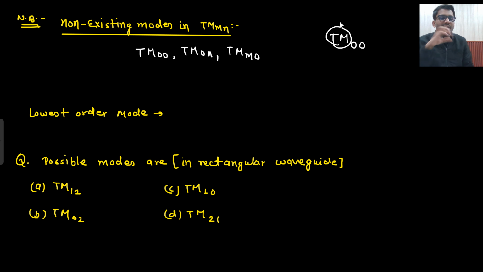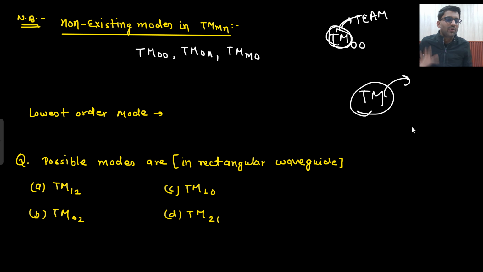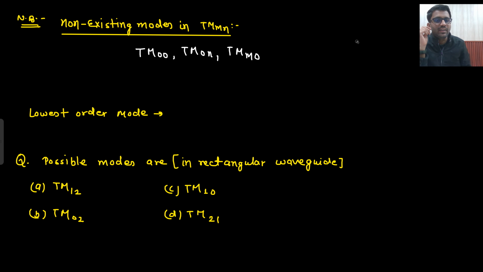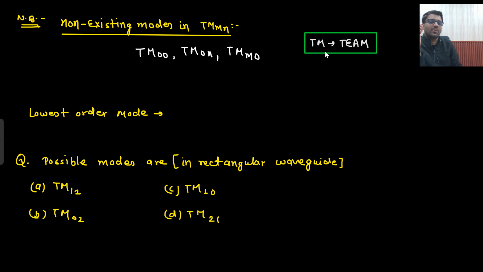TM sounds as team, no? TM sounds as team. So you can never put your team towards 0. So you can never have 0 here. One of the zeros also you cannot have, M0 also you cannot have, or 00 also you cannot have. So this is how you can remember: TM sounds as team, and we can never put our team equals to 0.